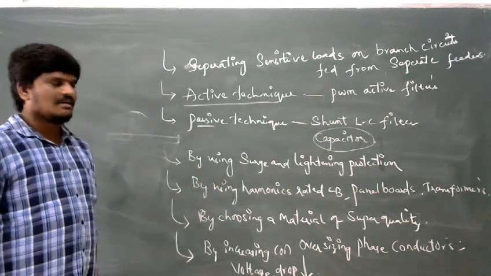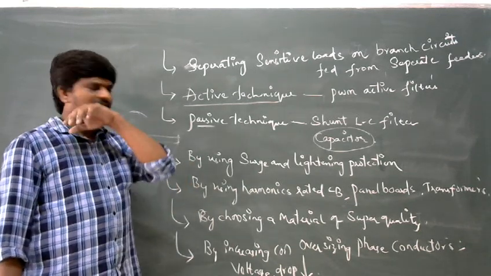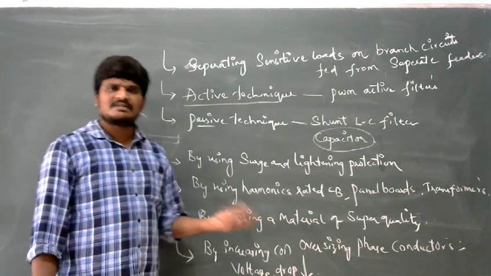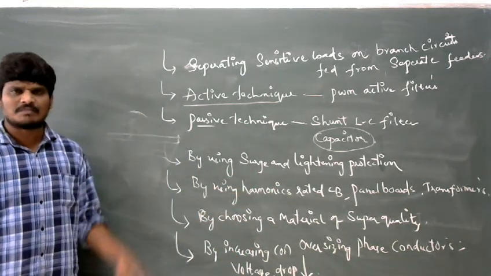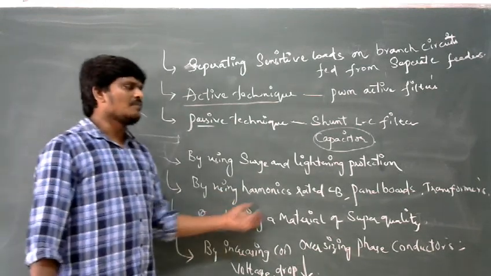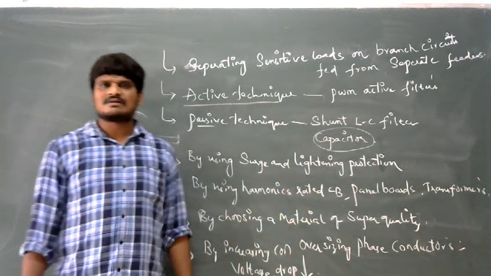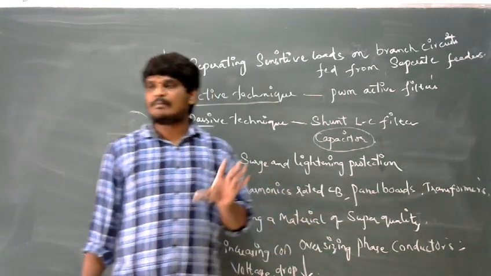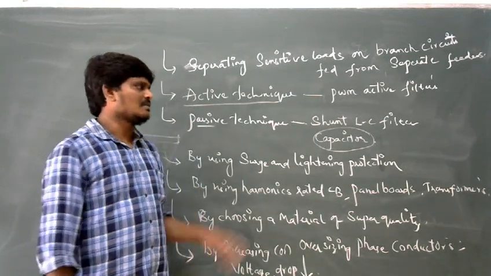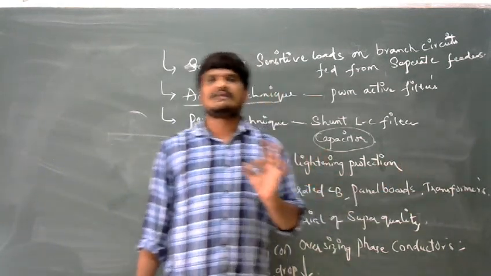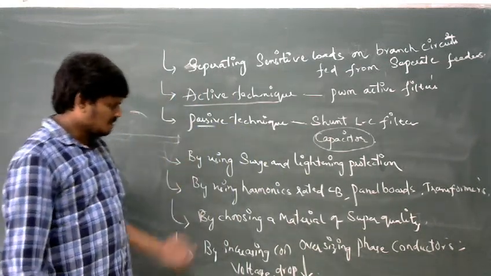And the next thing is reducing harmonics. Reducing the harmonics is nothing but increasing the efficiency of the system directly. So in order to reduce that and improve the power quality, I am using harmonics rated circuit breakers. Or I can use well designed panel boards. Or else I can use good regulated transformers.